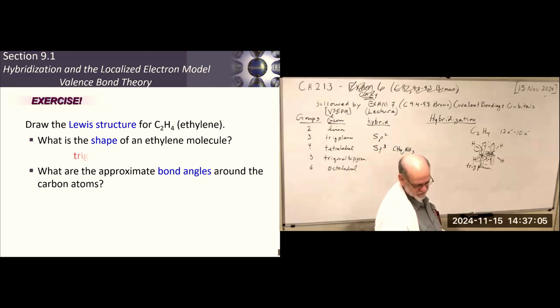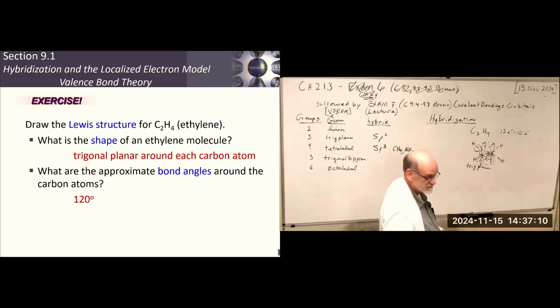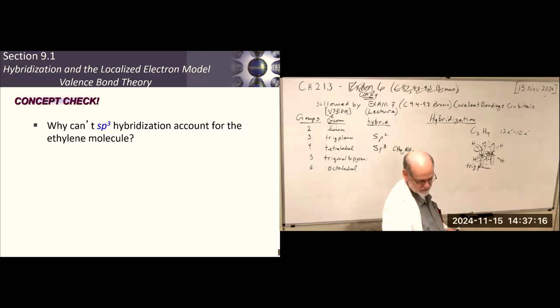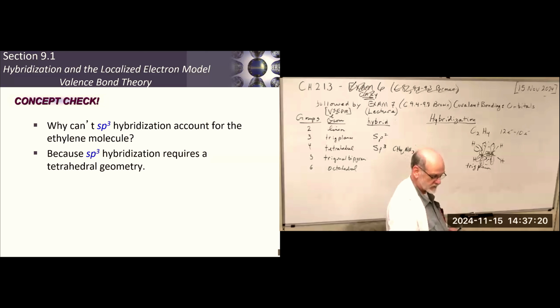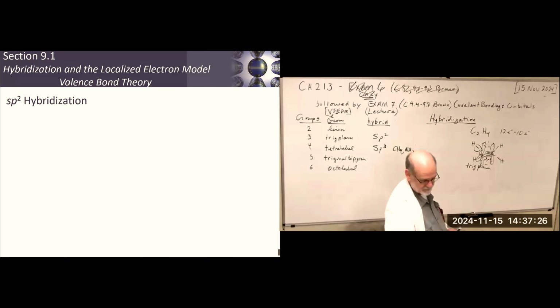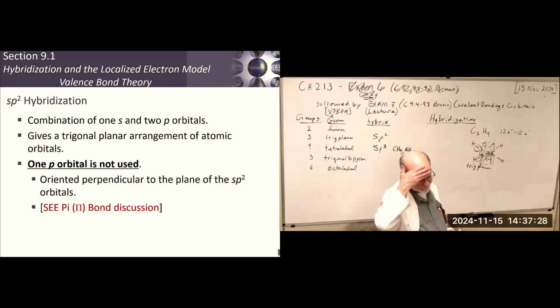Okay, bond angles, of course, are going to be 120 degrees, like always, for trigonal planar. There's the molecule. It can't be sp3 because it's not tetrahedral. It's trigonal planar. There you go. Have we talked about sigma? We've talked about sigma and pi bonds, haven't we?